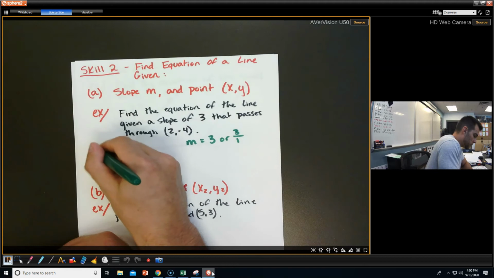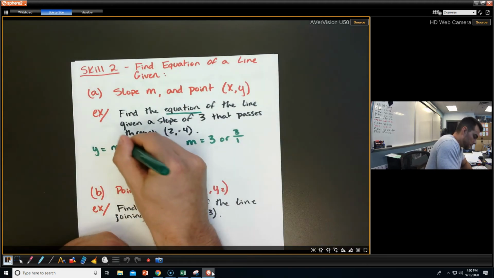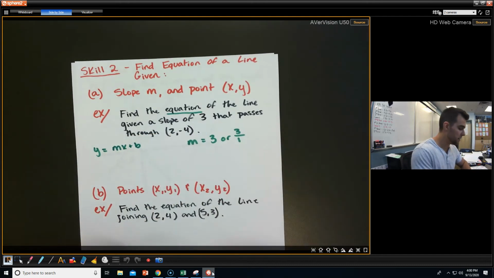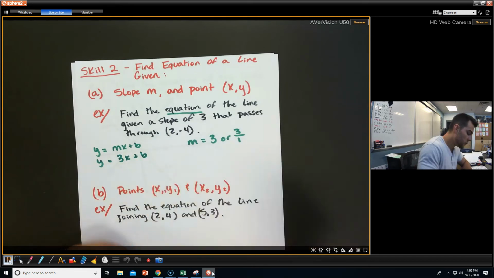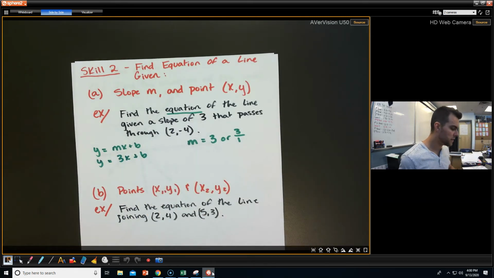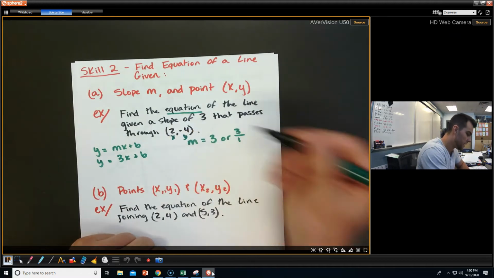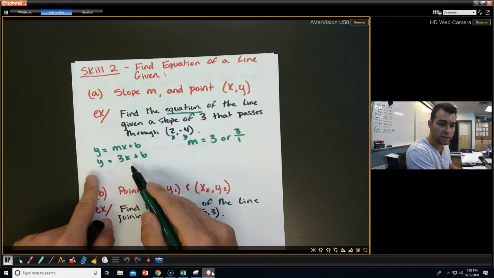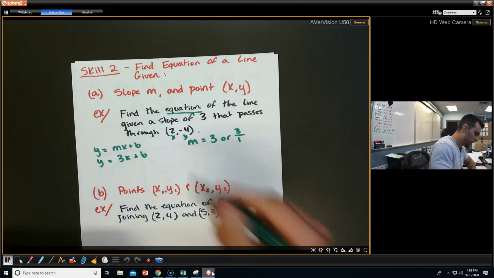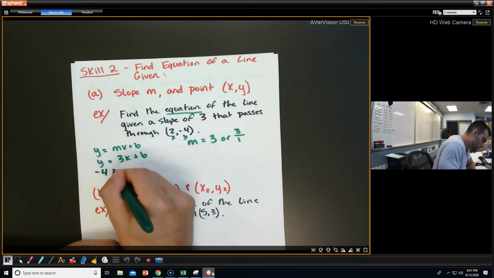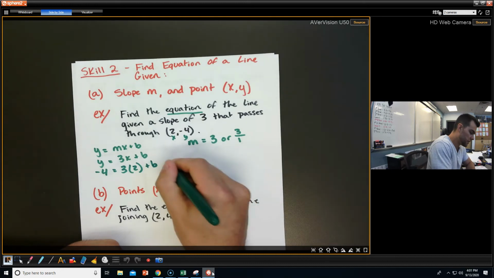So if I'm trying to make this equation of the line, well, I know what my m is. y equals 3x plus b. But I don't know what b is. How can I find it? Well, there's a reason I said it was point x, y. I can plug those in for x and y, and then just solve for b. And there you go. I have one variable. Let's do that. So I'm going to replace y with negative 4, my x with 2, and then we're just going to do some math.